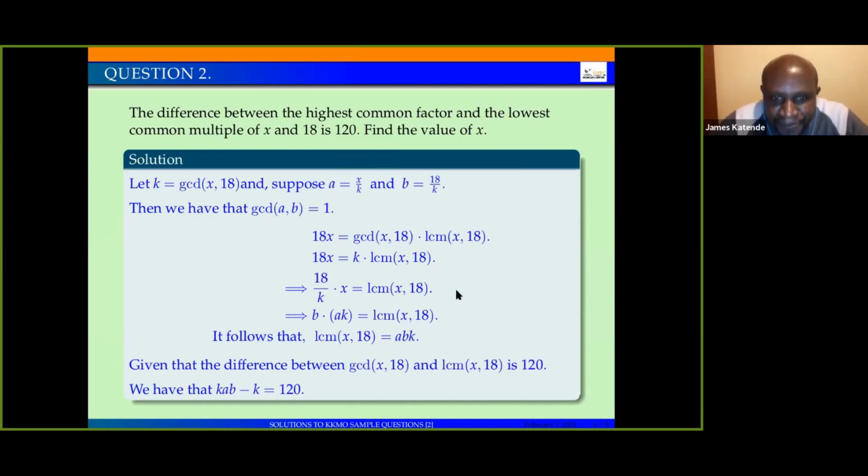So there's this formula we can use that connects the product of any two integers. If you multiply any two integers, it's the same as multiplying the greatest common divisor of the two integers and the least common multiple of the two integers. So remember, we had already labeled the greatest common divisor of x and 18 to be k. So we can write this as 18x is equal to k multiplied by the least common multiple of x and 18.